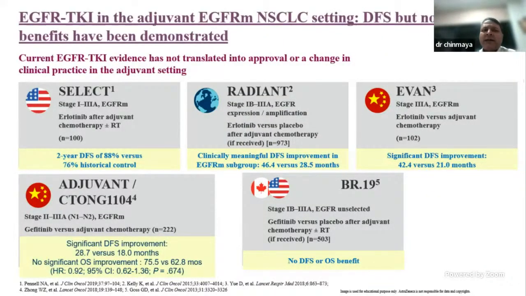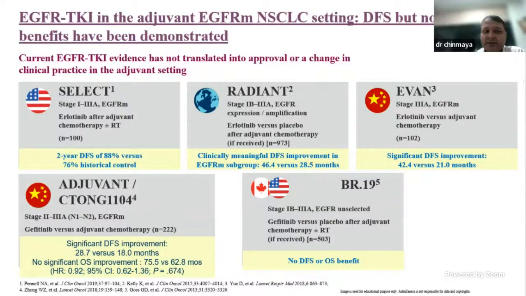But what has been done with the previous EGFR TKIs? This is the part where they have shown significant disease-free survival across all groups, and also overall survival at 2 years, but 3, 4, 5 years are yet to come. So I'm not going into that. Let us see how the previous EGFR TKIs have done.